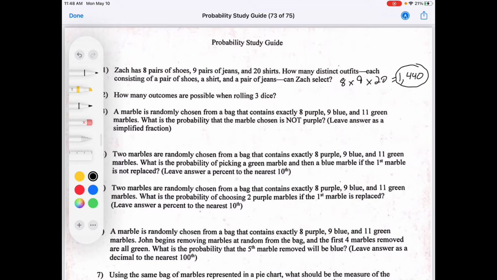Number 2, how many possible outcomes are there when you roll 3 dice? Well, there's 6 sides on each one, and so there's 3 of them, so we'll just say 6 times 6 times 6. So that's 216 possible outcomes on number 2.